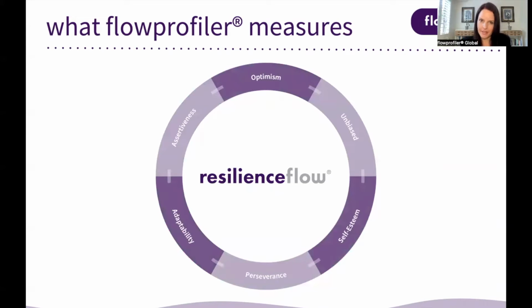Resilience Flow, so resilience is our factor in this instance, is made up of 6 dimensions that underpin resilience in the workplace, being optimism, unbiased, so at one extreme, that would be all about facts and figures, and at the other extreme, that'll all be about feelings and emotions, self-esteem, perseverance, adaptability, and assertiveness. And if you've been asked to complete Resilience Flow, then I suspect you'll be attending one or more of these Power Skills modules.